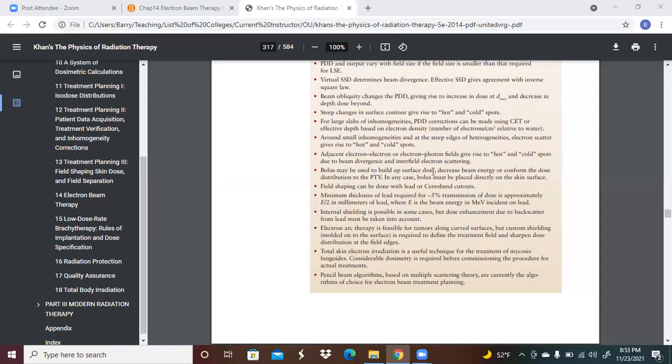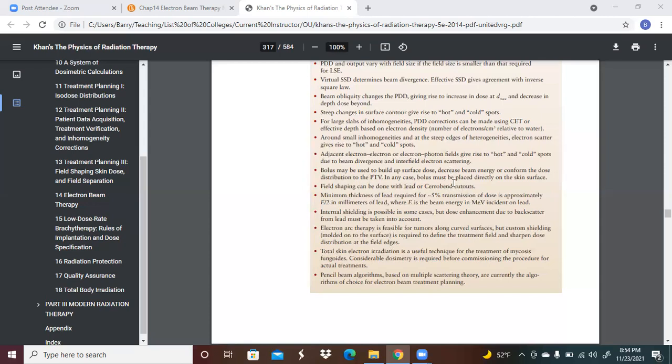Bolus may be used to build up surface dose. In other words, in some cases you don't want an electron penetrating too far in. Maybe you've got a lesion on the scalp that you want to treat. Sometimes adding a little bit of bolus there prevents the electron beam from penetrating too far into the patient. So that's a way of preventing that.